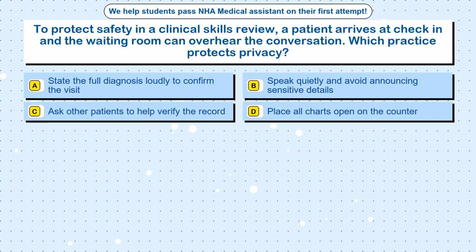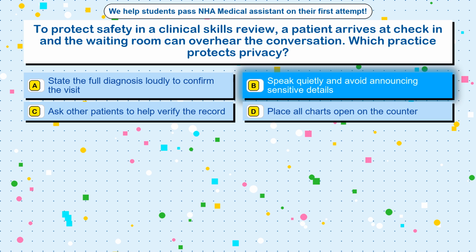Question 69. To protect safety in a clinical skills review, a patient arrives at check-in and the waiting room can overhear the conversation. Which practice protects privacy? Option A. State the full diagnosis loudly to confirm the visit. Option B. Speak quietly and avoid announcing sensitive details. Option C. Ask other patients to help verify the record. Option D. Place all charts open on the counter. The correct answer is option B.